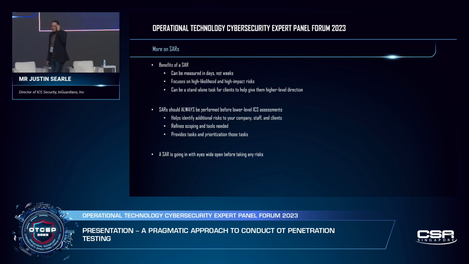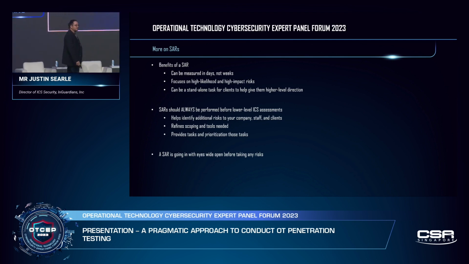Now, one of the benefits of a security architecture review is that it's measured in days, not weeks. When I do a security architecture review, I usually spend anywhere from 2 to 4 days, sometimes with a single person, sometimes with 2 people. I don't think I've ever done a security architecture review longer than 5 days with 2 people. So that's a very big benefit. The security architecture review is not going to try to identify all the flaws and boil the ocean and find everything.